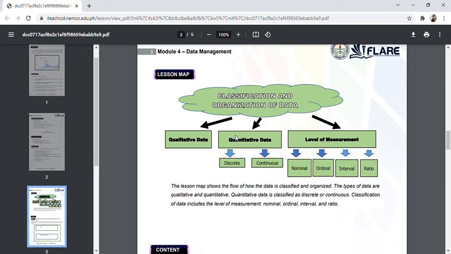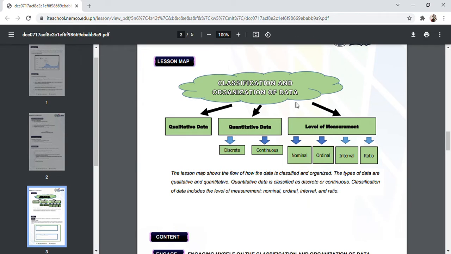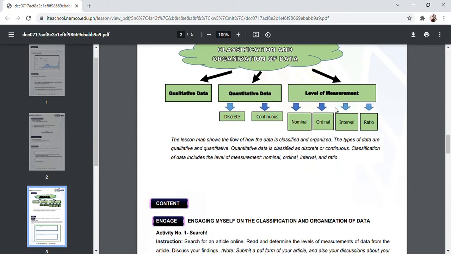And for our lesson map, we also have here the classification and organization of data. So, sa ato lesson map, makita nato that under classification and organization of data, we have there the qualitative data, the quantitative data, and part of quantitative data is the discrete and continuous. And we also have the level of measurement. So, naa tay mga upat ka level of measurement. We have nominal, we have ordinal, interval, and ratio.